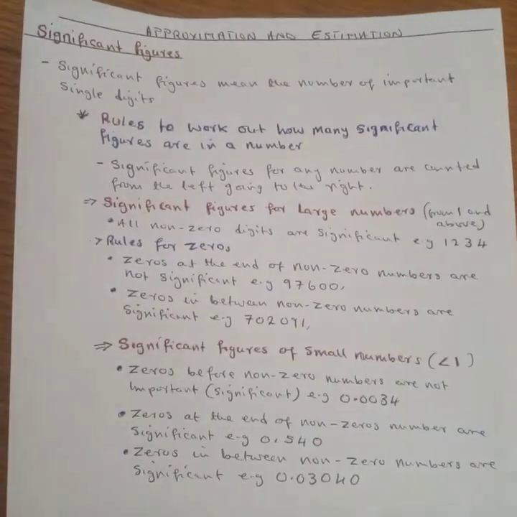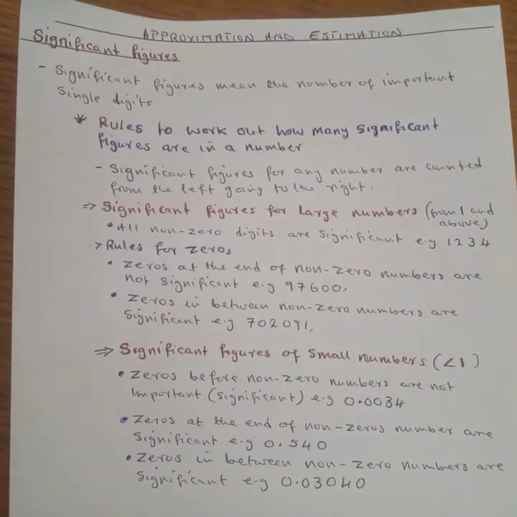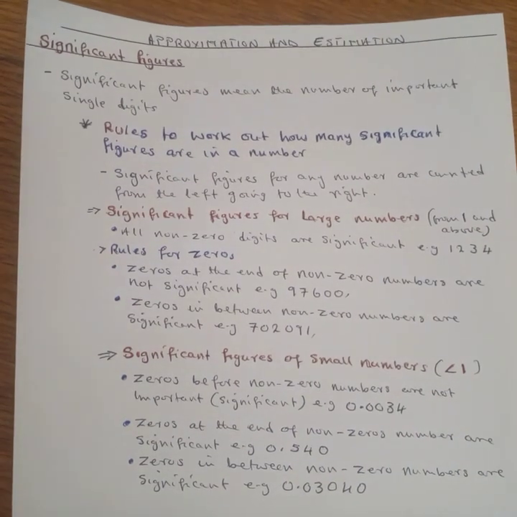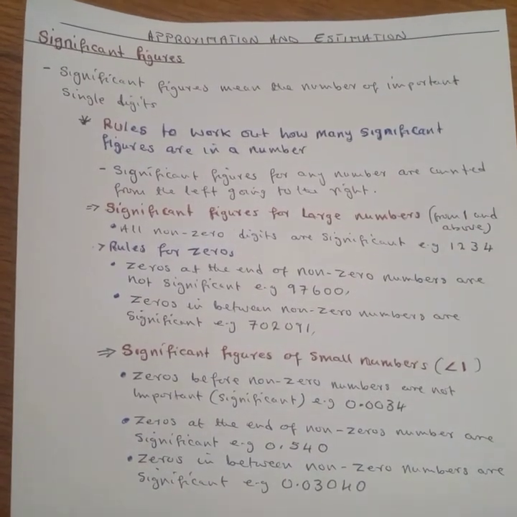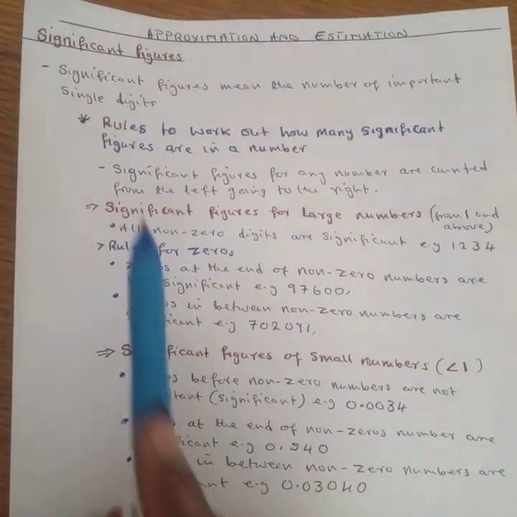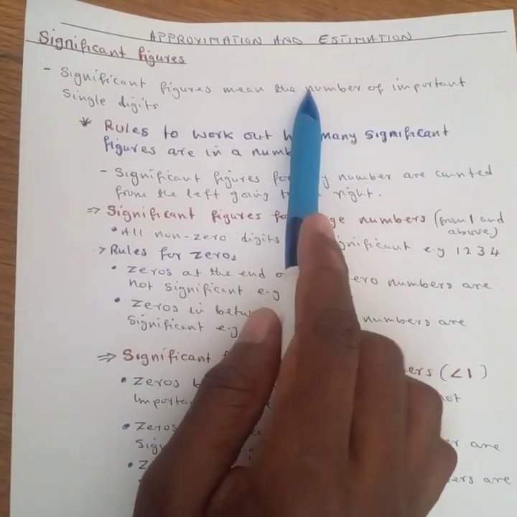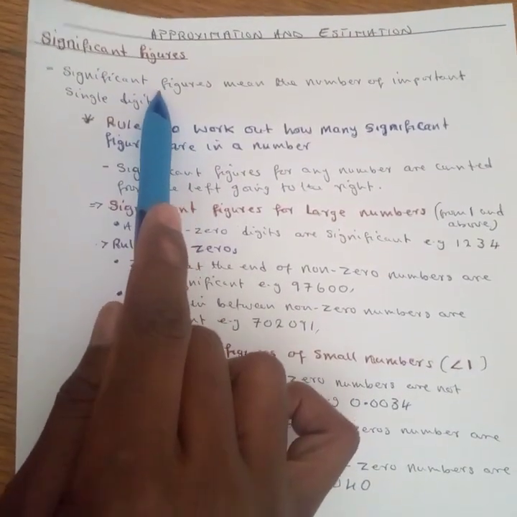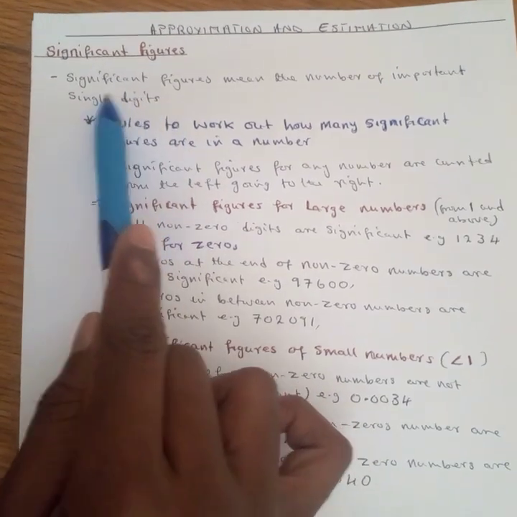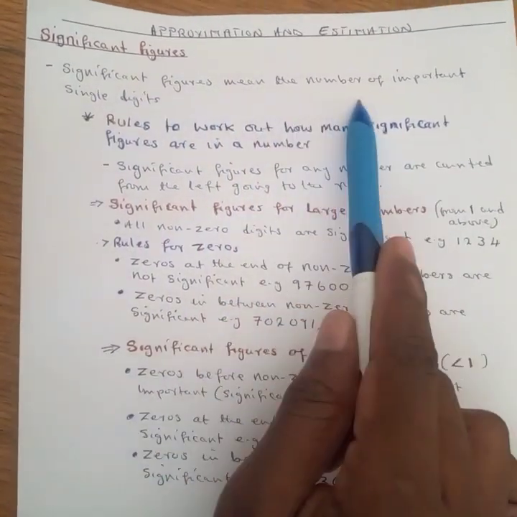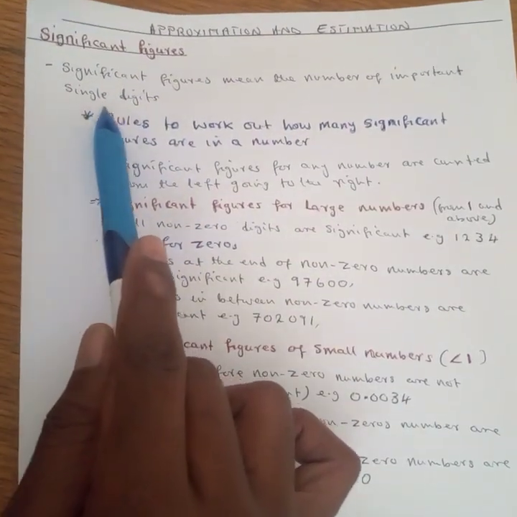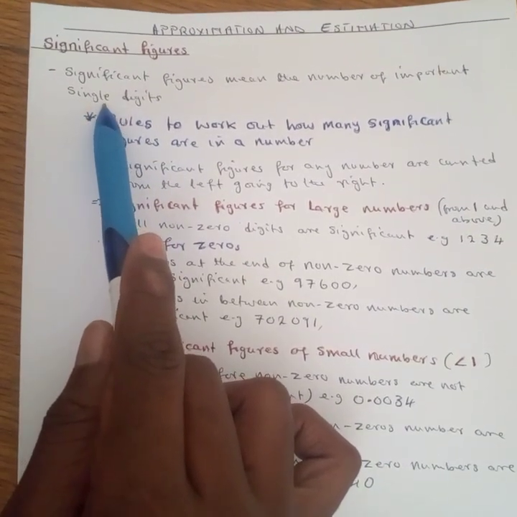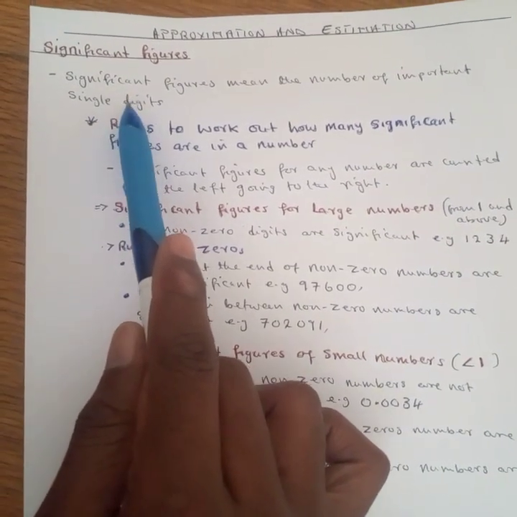In this video, I'm interested in showing you how to find the number of significant figures in a given number. So we shall look at a topic called approximation and estimation, specifically looking at significant figures. So what are significant figures? Significant figures mean the number of important single digits, meaning something which is important. That is what it means by significant.